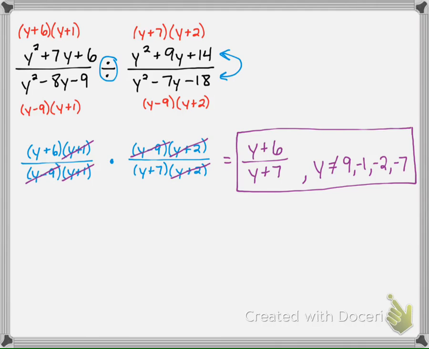So this is my final answer: y plus 6 divided by y plus 7. The excluded values: y cannot equal 9, negative 1, negative 2, or negative 7. So remember, always factor first and then cancel the common factors once you're multiplying.